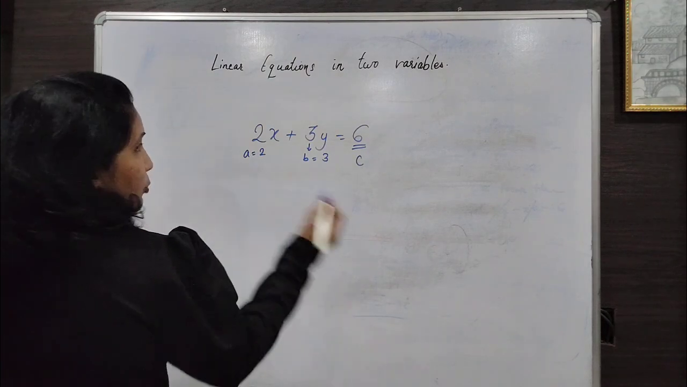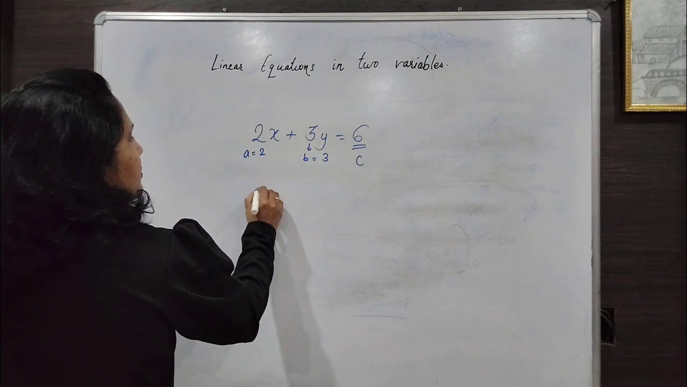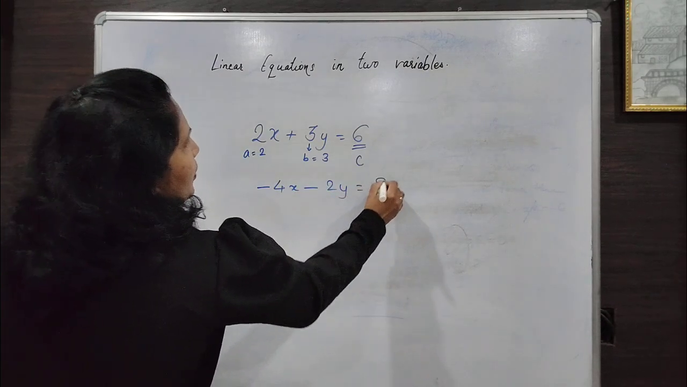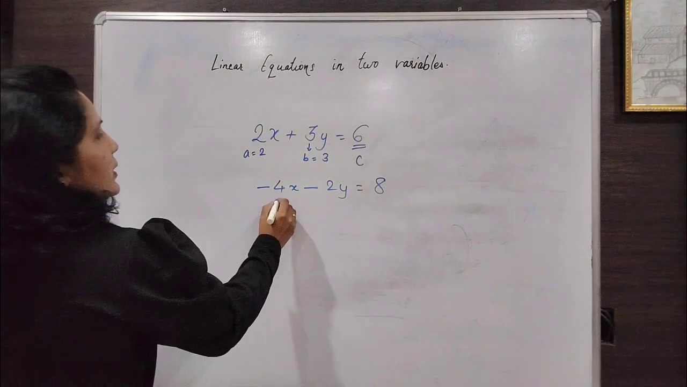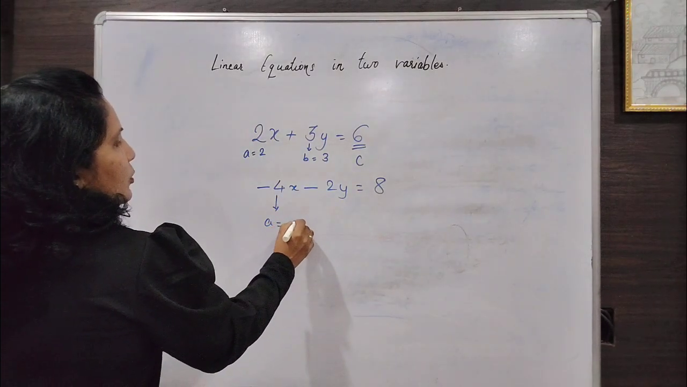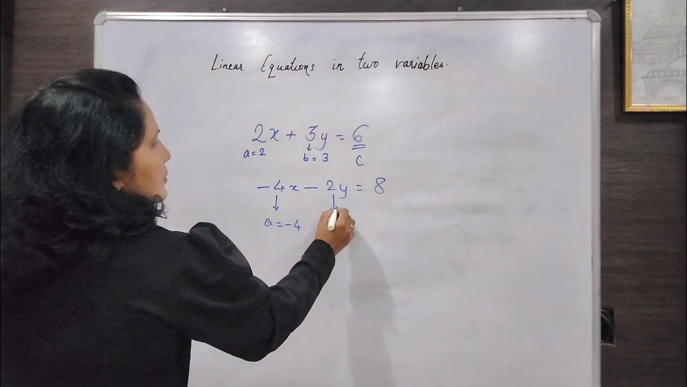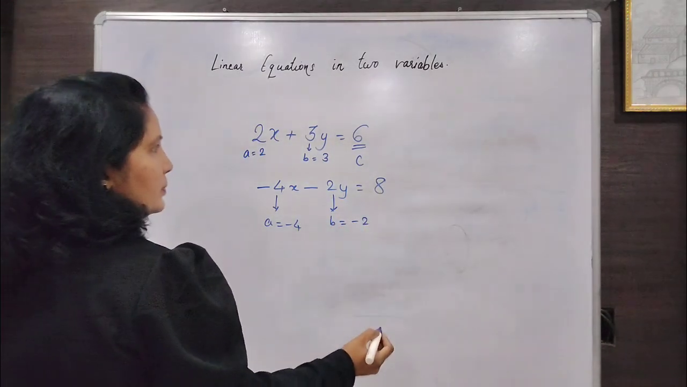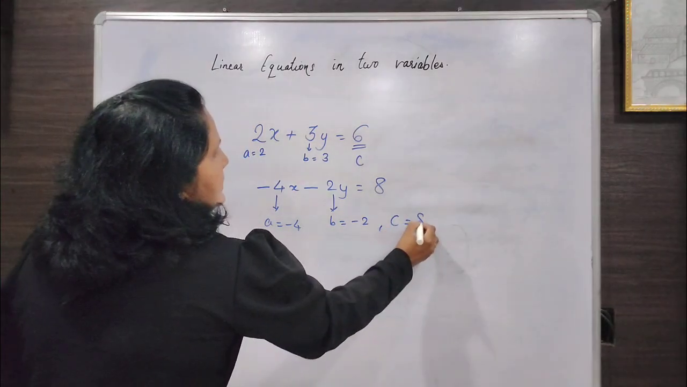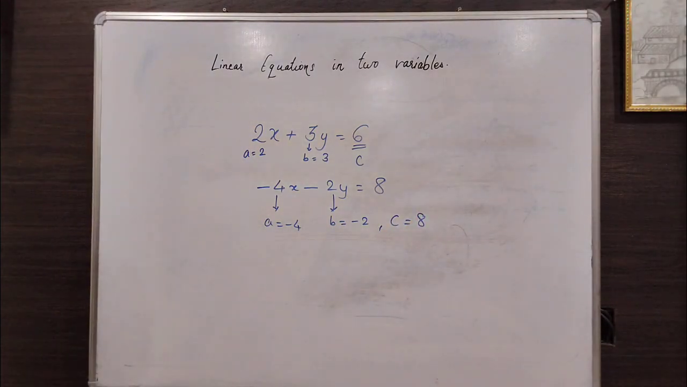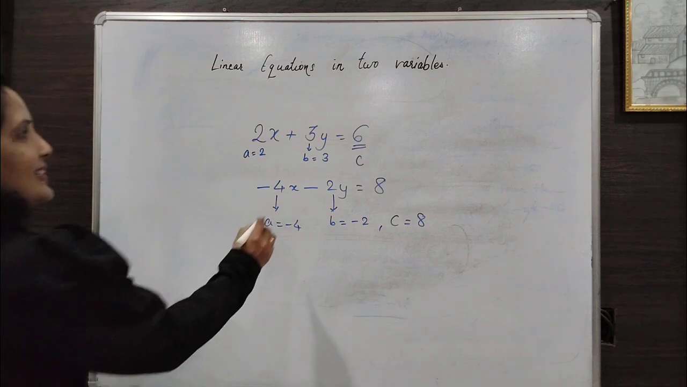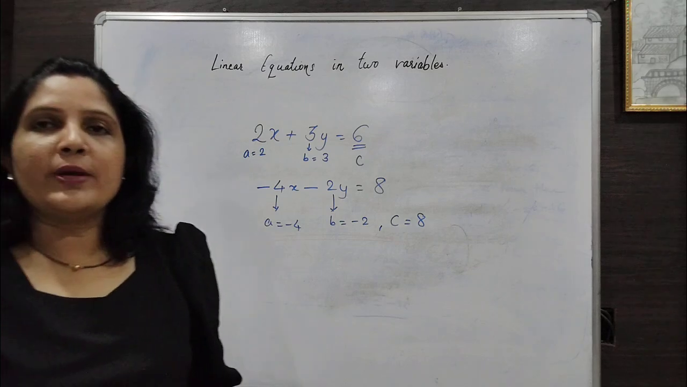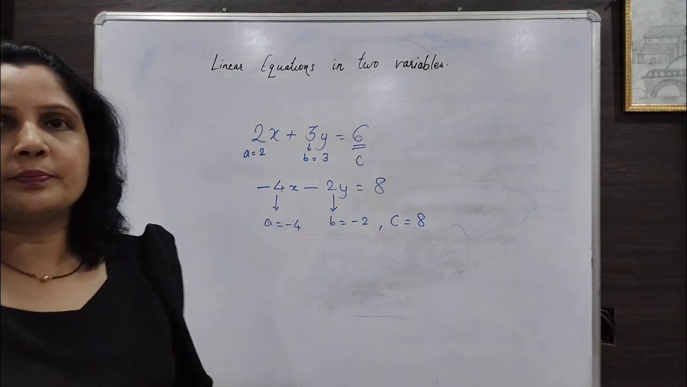One more example we can take is minus 4x minus 2y is equal to 8. Again the same: here a will be equal to minus 4, b will be equal to minus 2, and c is nothing but 8. So this is a linear equation. This is an example of a linear equation in two variables.